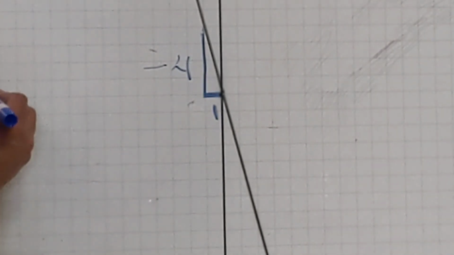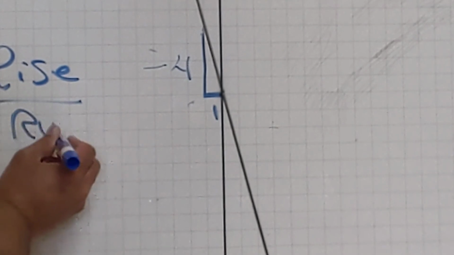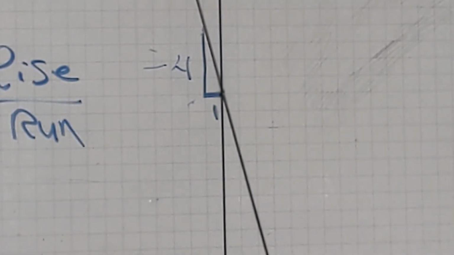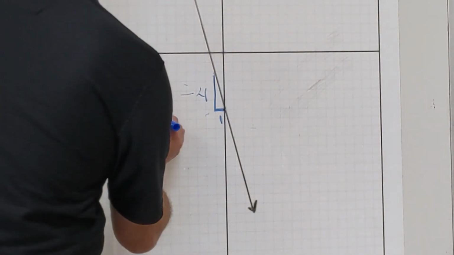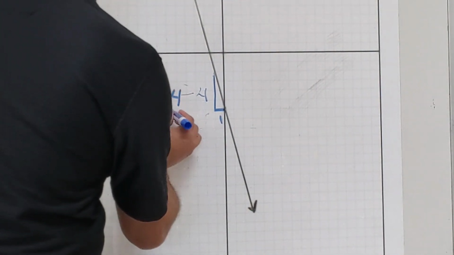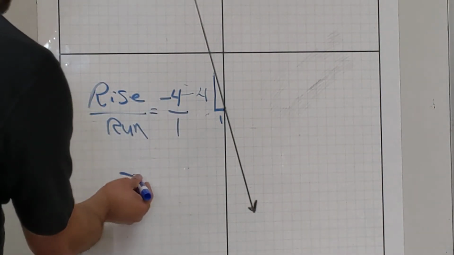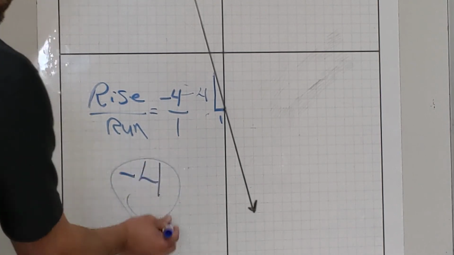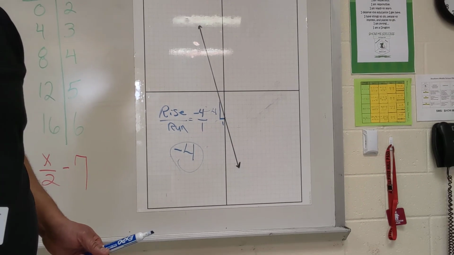So in this case, I have a negative rise. So when I write my rise over run, I'm going to have a -4 over 1, which -4 divided by 1 is simply -4. All right, so that's that one.